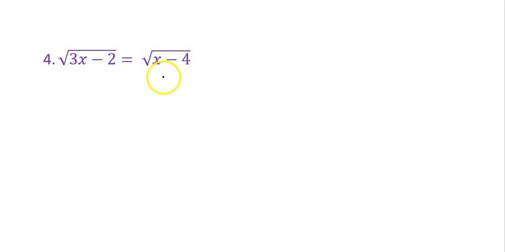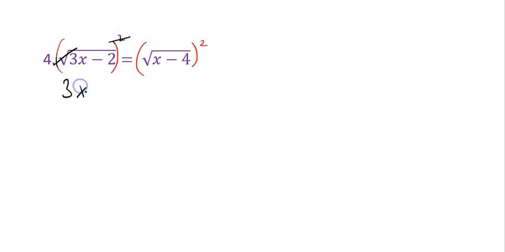And our last example, number 4, looks a little bit weird. I have a square root equal to a square root. They're both basically already by themselves, so they don't have anything added or subtracted on the ends. And in this case, it really wouldn't matter. I would have to do something anyway. So I can go ahead and square both sides. And that will cancel my square root and my square.